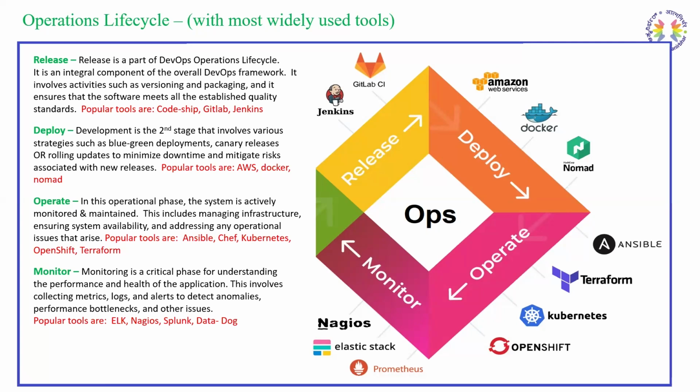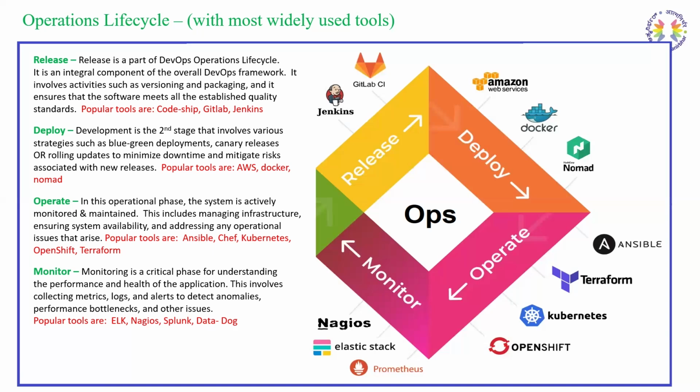The next phase is monitoring. It is very crucial for maintaining application performance and its availability. This stage involves tracking system metrics, application logs, and user interactions to identify potential issues before they impact the users. There are many popular monitoring tools used in this phase that include ELK Stack, Grafana, Nagios, Prometheus, Splunk, and there are many more to list.